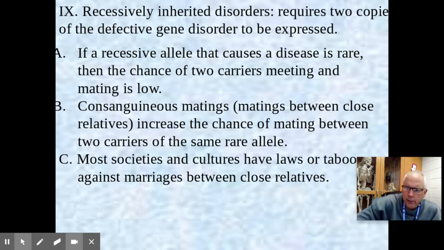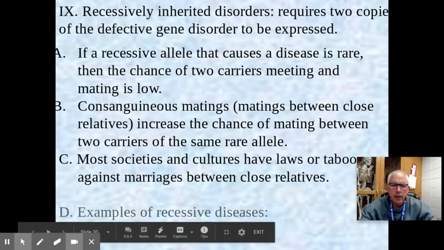You just don't marry close relatives, not that it's because of this, right? But it's because genetic-wise, the closer your bloodlines, the higher chance you have of passing certain diseases on to the offspring. Okay, so that's why that is in there, and that's why we have laws in this country about that. It's just a good idea to try to keep these as low as possible. Okay, so let's look at some examples.